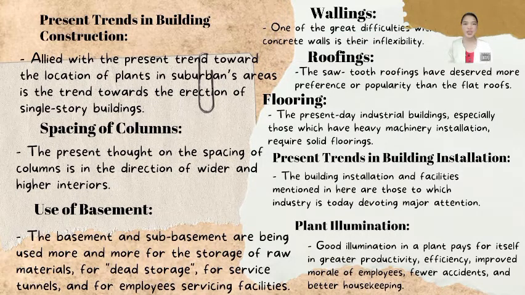Plant illumination. Good illumination in a plant pays for itself in greater productivity, efficiency, improved morale of employees, fewer accidents, and better housekeeping. Light and paint, when used together, comprise a team which can banish darkness, and one without the other will only half do the work.